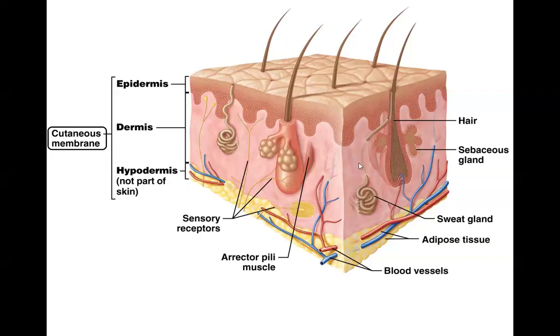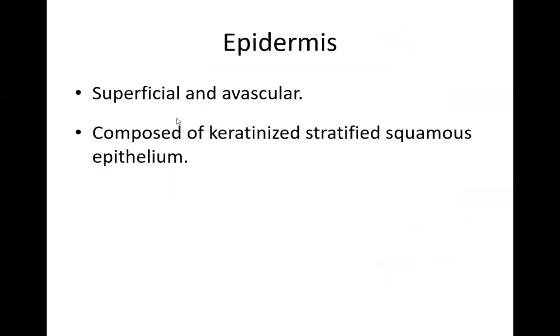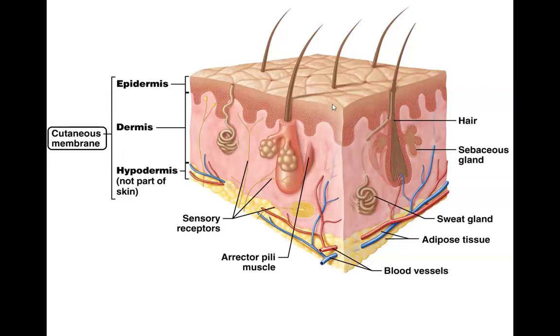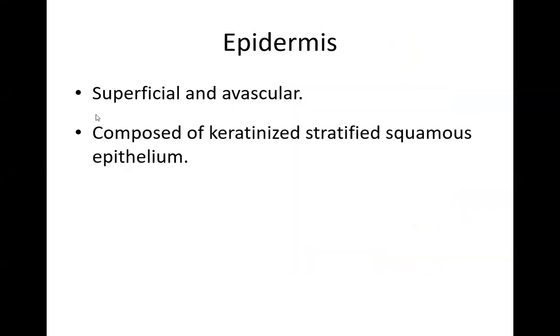And where do you have a lot of fat, yellow, adipose tissue? Hypodermis. So the epidermis is superficial and avascular. You see, it has no blood vessels. It's avascular. Who is vascular? The hypodermis and the dermis. It is composed of keratinized, stratified, squamous epithelium.